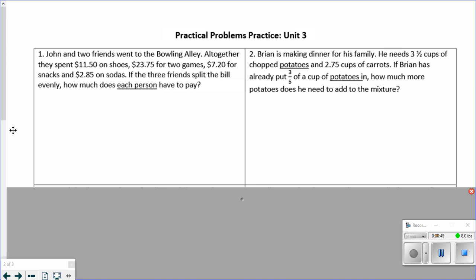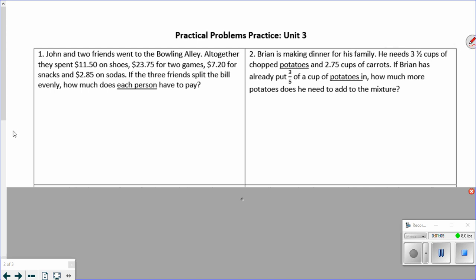Number 1 says John and 2 friends went to the bowling alley. Altogether, they spent $11.50 on shoes, $23.75 for 2 games, $7.20 for snacks, and $2.85 on donuts. If the 3 friends split the bill evenly, how much does each person have to pay?